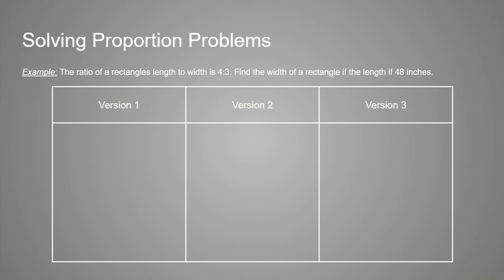So for version 1, we said that we're going to take the small rectangle first, and that's going to be length over width. The length over width, small, large. Now the way this is going to look is 4 over 3 is equal to 48 over W.